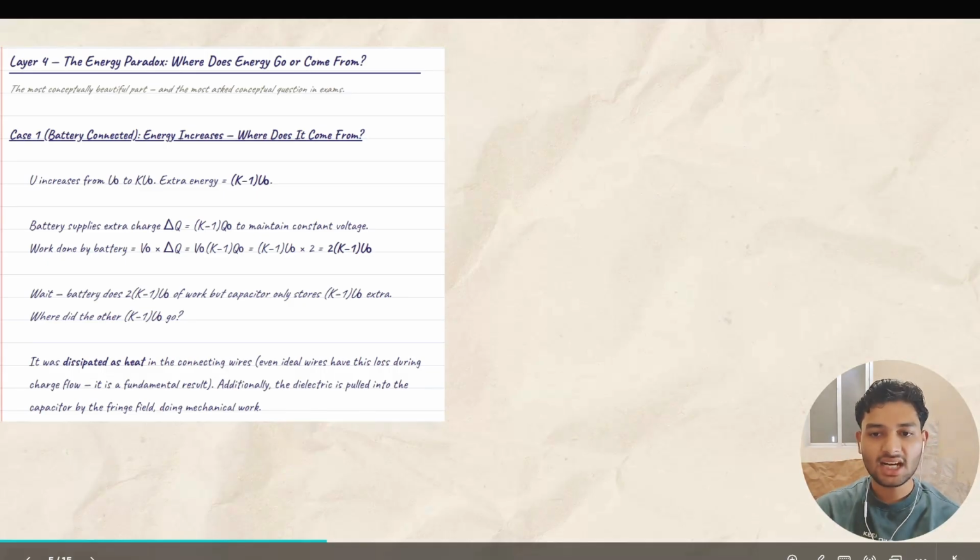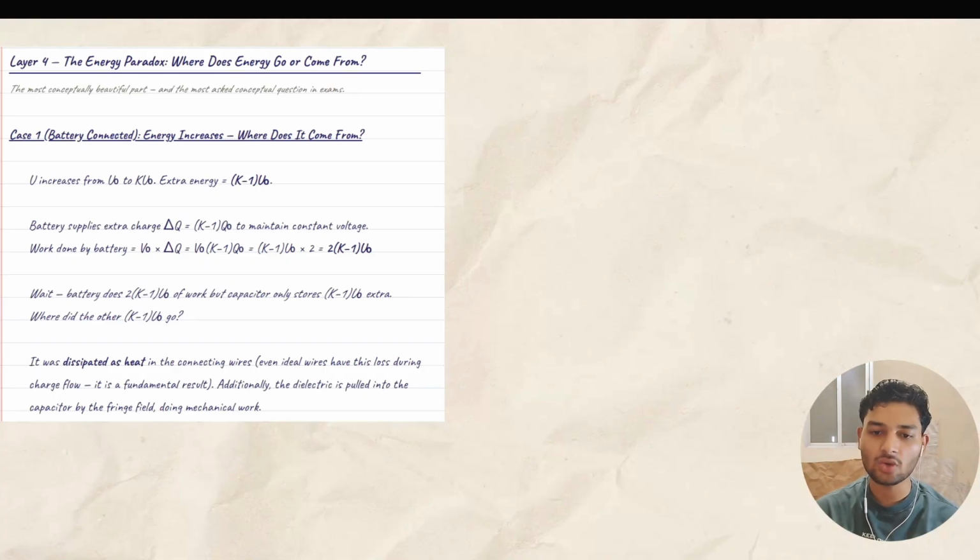The battery supplies extra charge in the form of delta Q equals K minus 1 Q naught to maintain a constant voltage. Since the battery needs to maintain the potential difference in the circuit, it forces some energy in. So the work done by the battery is V naught times delta Q, which is V naught (K minus 1) Q naught, and we have (K minus 1) U naught as the energy, so we have changed this into energy, U naught times 2. So we have 2(K minus 1) U naught. So wait, the battery does 2(K minus 1) U naught of work, but the capacitor only stored (K minus 1) U naught extra. So where did the other (K minus 1) U naught go? It was dissipated as heat in the connecting wires.